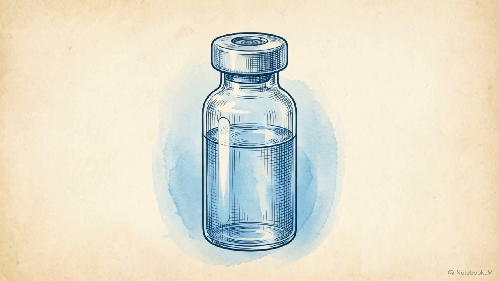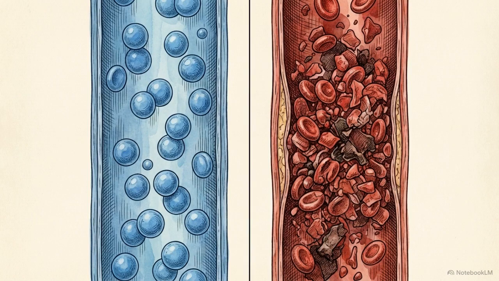IVIG is a highly potent precision biologic capable of rescuing patients from refractory immune crises. However, its capacity to stabilize cellular machinery is permanently paired with its potential to physically obstruct the vascular and renal systems.